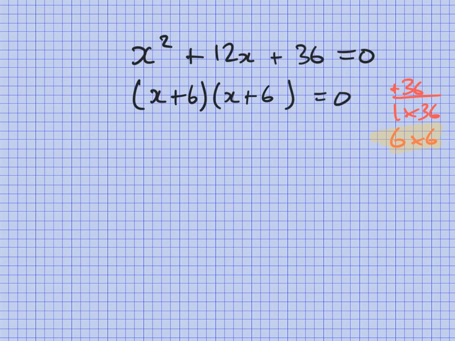So overall, I've just double checked that. x times x is x squared. x times 6 is 6x. 6 times x is 6x, altogether 12x, good. And 6 times 6 is 36. So I now need to solve the equation. So x equals minus 6 or x equals minus 6. It's the same answer twice.